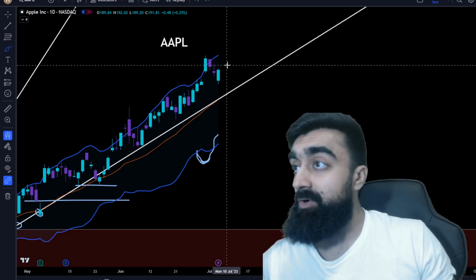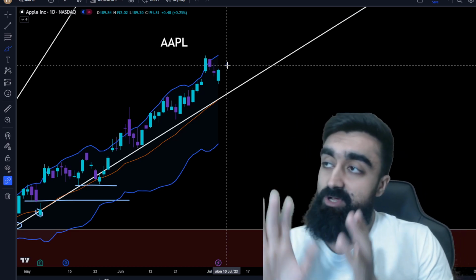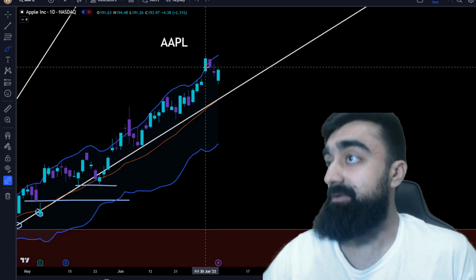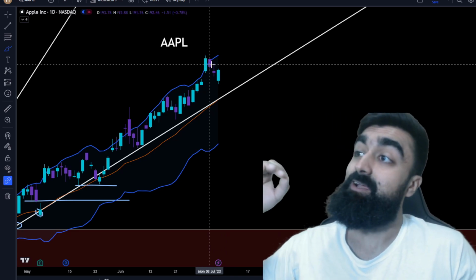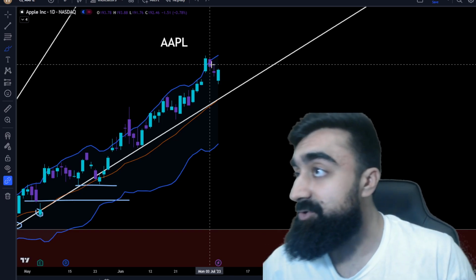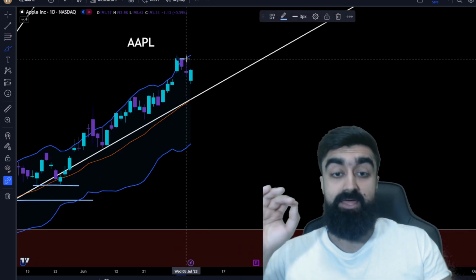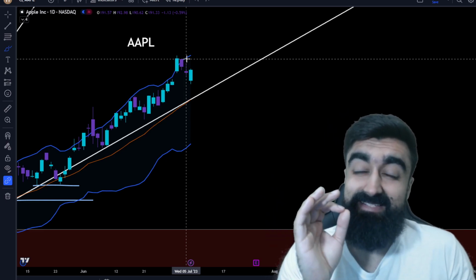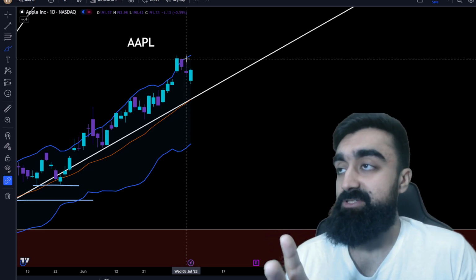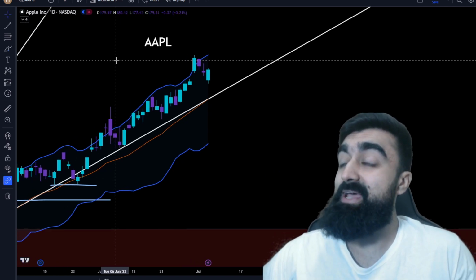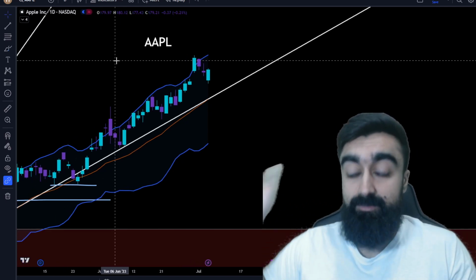Okay, so now we saw that Apple had a big gap up Friday, right? And then on Monday, we still opened, you can see that we opened here outside of the upper level of the Bollinger Band. When that happens, that is extreme overextension to the upside, and it has always signaled a move to the downside.